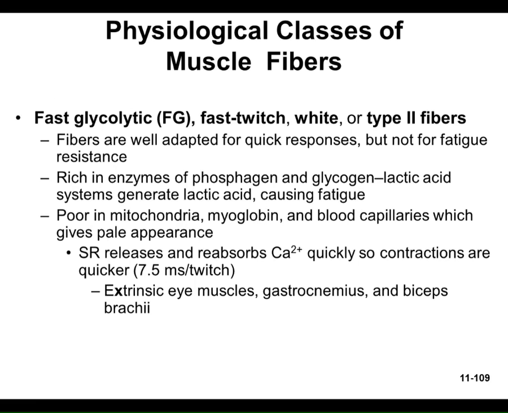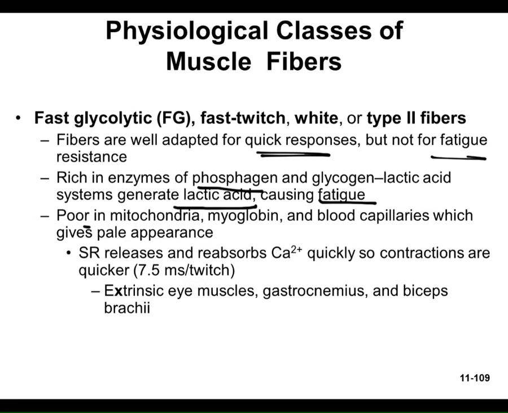There's also fast glycolytic fibers. They're called the fast twitch, or the white fibers, or the type 2 fibers. These are much more about quick responses, but they fatigue quite easily. They're not fatigue resistant. These are the muscles that fatigue rather quickly. They are very, very rich in enzymes of the phosphagen system, and they also are really, really good at making lactic acid, which we know now can contribute to fatigue.